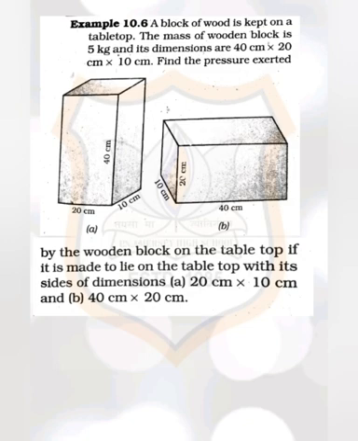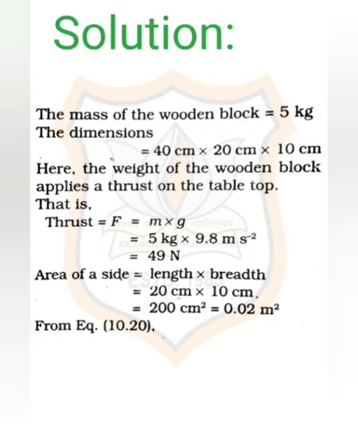The mass of the wooden block is around 5 kg and its dimensions are 40 cm cross 20 cm cross 10 cm. Find the pressure exerted by the wooden block on the tabletop if it is made to lie on the tabletop with its sides of dimensions first 20 cm cross 10 cm and second 40 cm cross 20 cm. So let us start the solution.